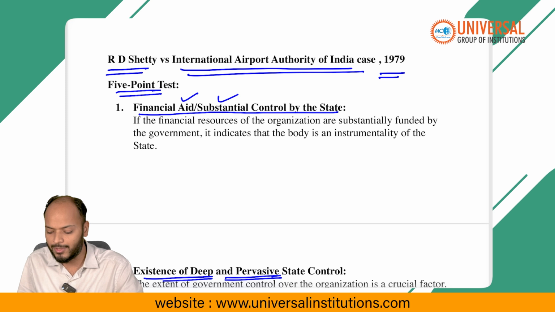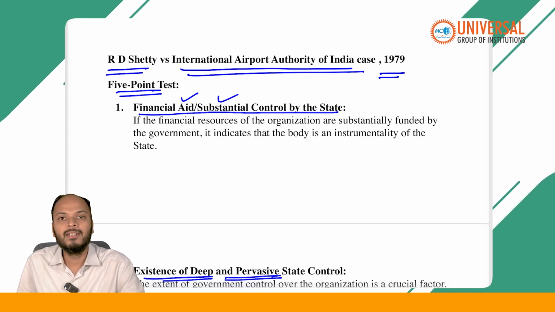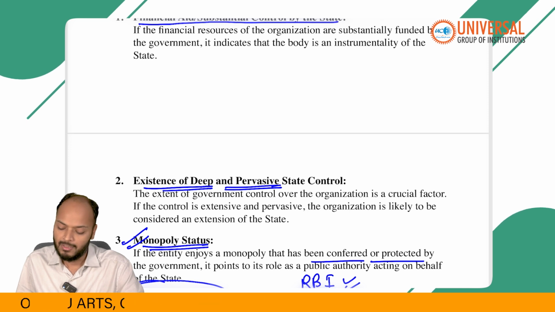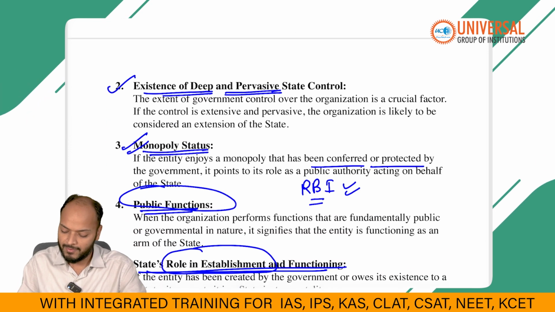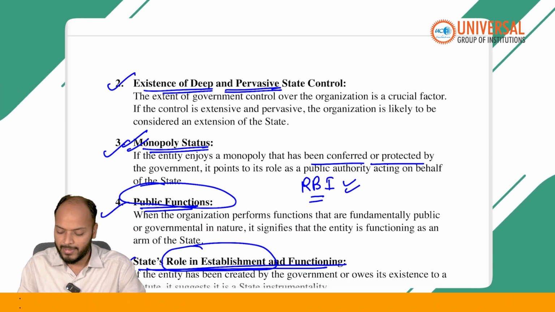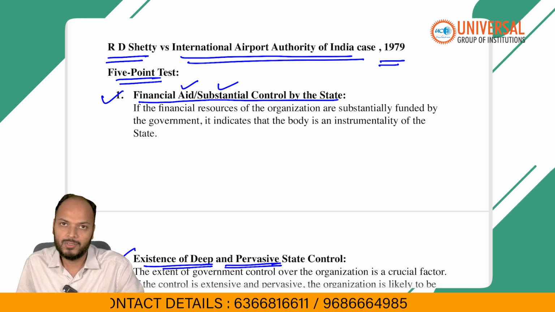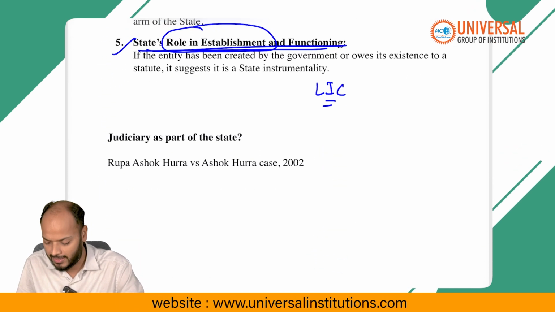So I hope it is clear to you when we can consider an authority as state under Article 12. So these are the 5 conditions which are very comprehensive, given by the Supreme Court in R.D. Shetty versus International Airport Authority of India case, 1979.